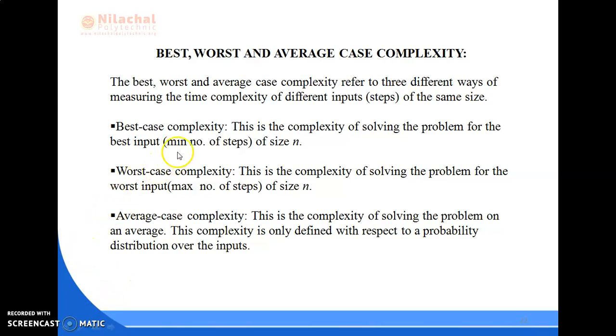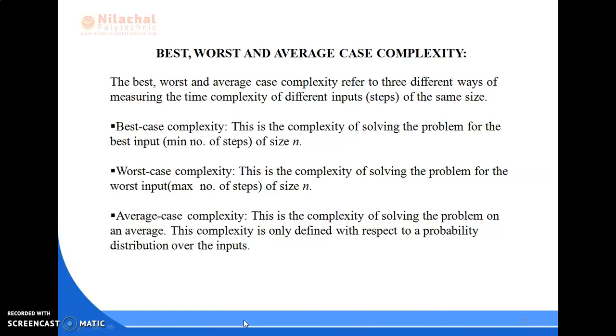So let's start with the best case. In this, the complexity of solving the problem for the best input, that is, it takes the minimum number of steps to complete an algorithm of size n. Similarly, the worst case complexity is the complexity of solving the problem for the worst input, that is, the maximum number of steps to solve a problem or to solve an algorithm of size n.